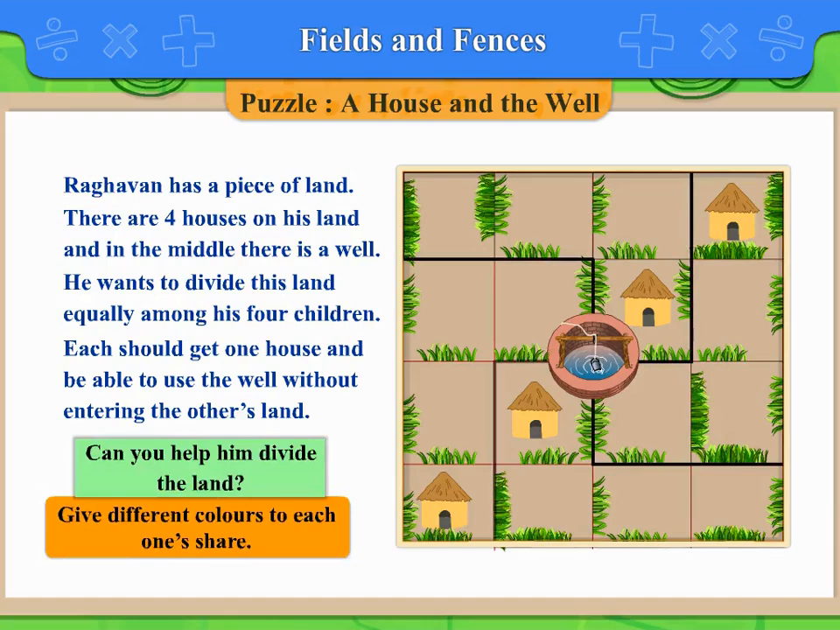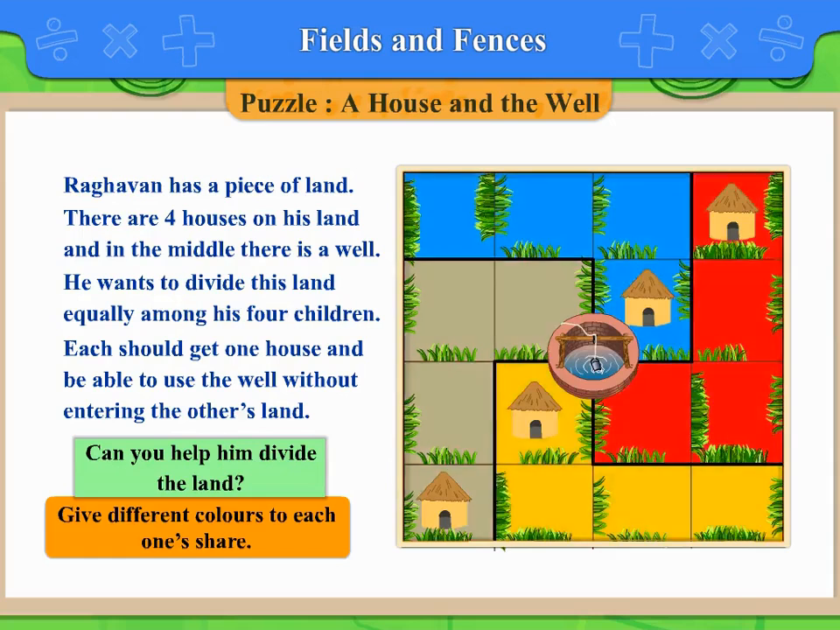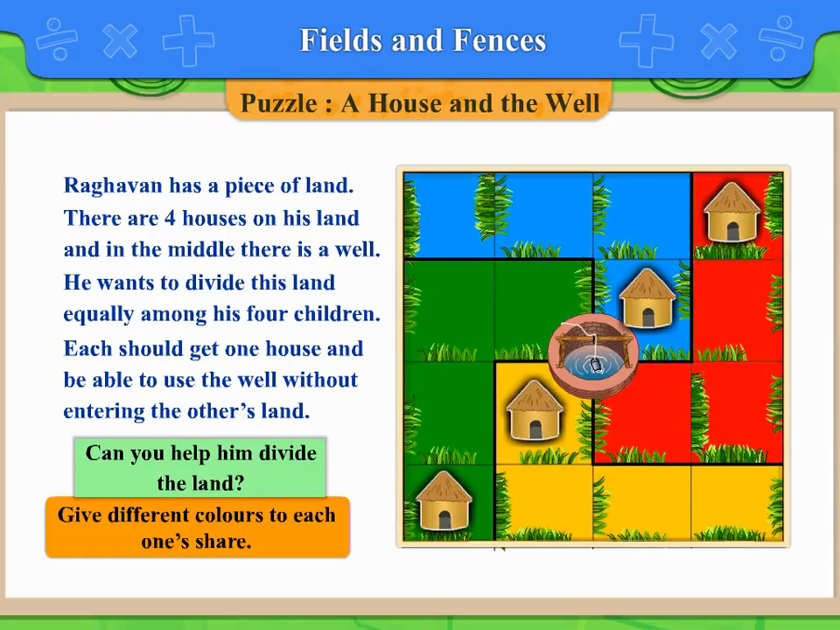We will divide this land as shown here. And let's color each one's share in different colors like this. In this way, each one will get 1 house and will be able to use the well without entering the other's land.